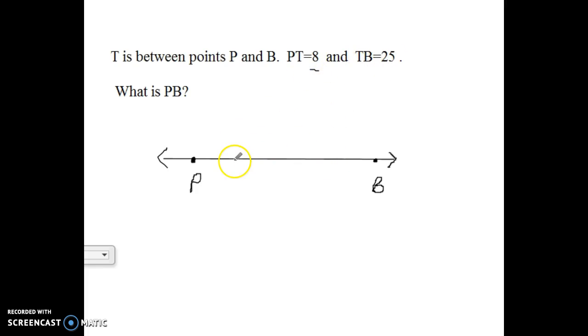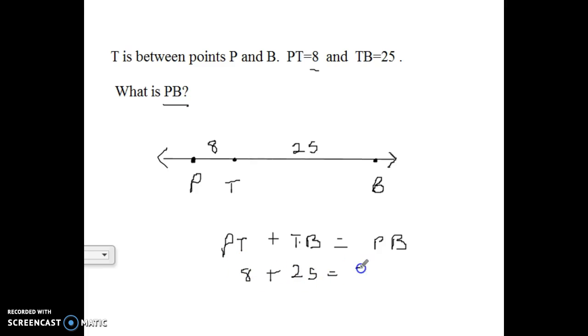So we know that it's not in the middle. T is going to be somewhere here. And we know that this segment is 8 and this segment is 25. And so if we want the entire segment, the segment addition postulate tells us that PT plus TB is going to equal BP, or PB. And so if we add these two segments together, we're going to get the whole, which is 33.